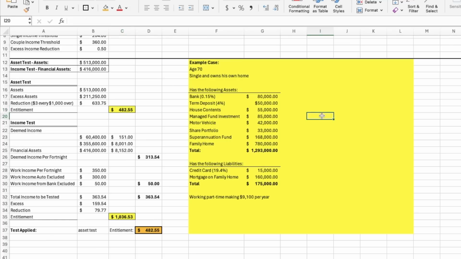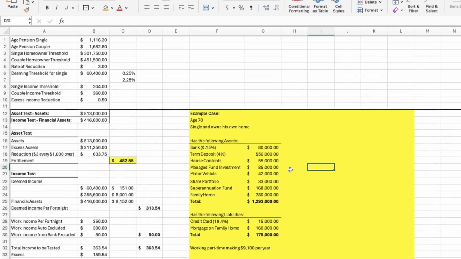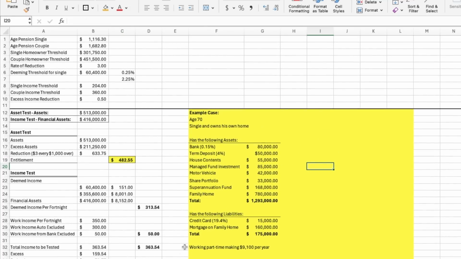Anyway though, that is the basics of the age pension calculation.